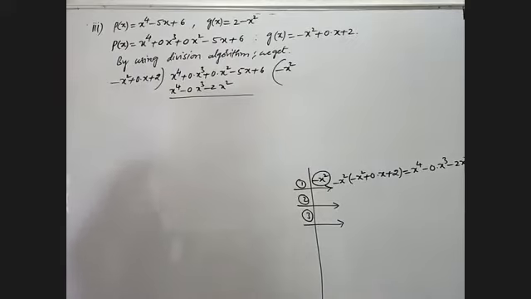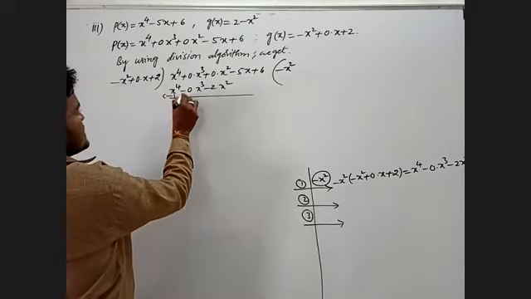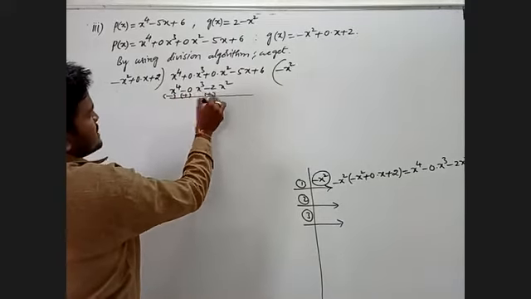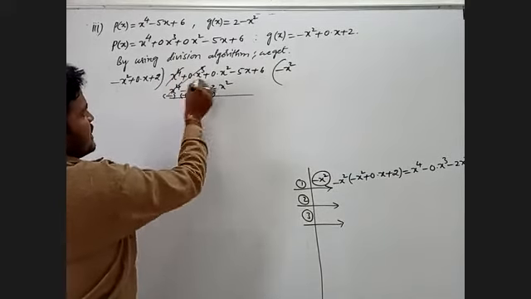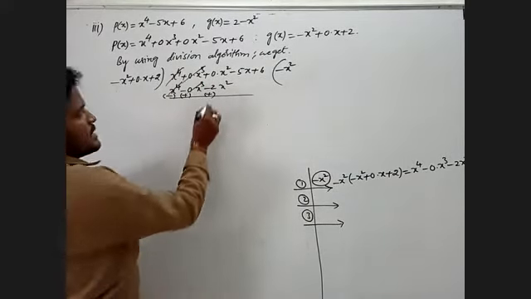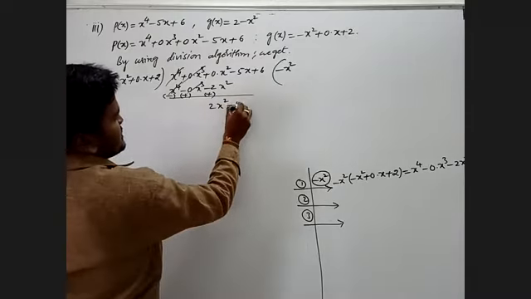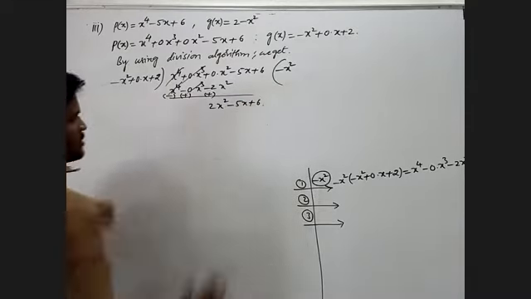Observe. Here we will change the symbols, minus, plus. After plus, both will be cancelled. Here also both are zeros, so those will be cancelled. Then we have to write 2x square minus 5x plus 6.